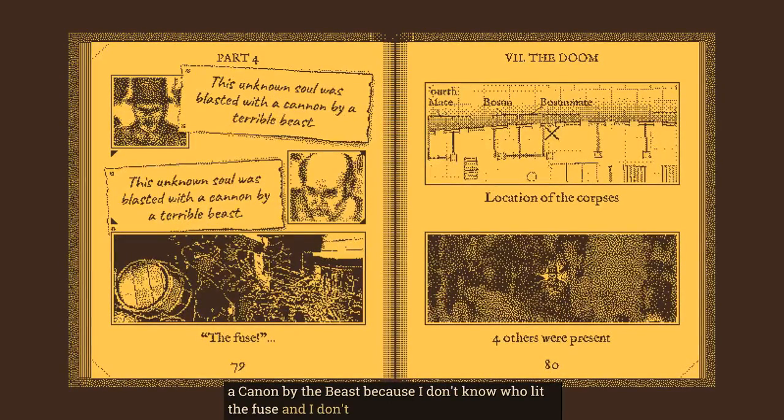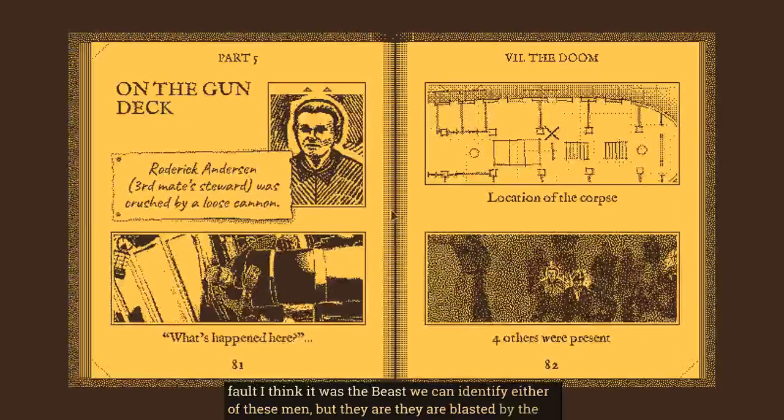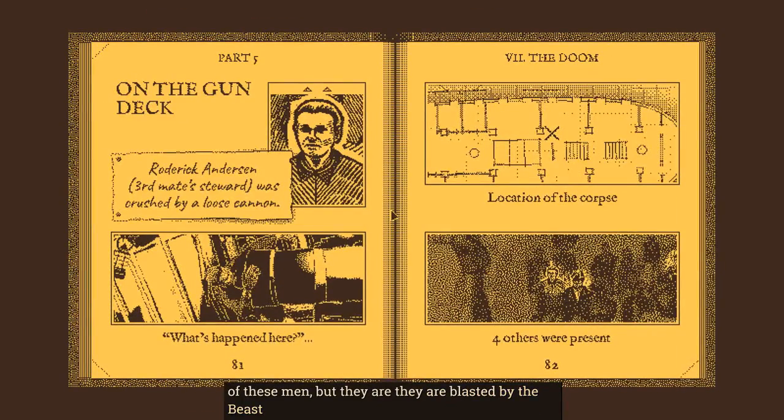And I don't think it was the fuse lighter's fault. I think it was the beast. We can't identify either of these men, but they are blasted by the beast. Then another cannon, which has been shaken loose by all of this, rolls into the wall, and in Part 5, Roderick Anderson, the steward of the third mate, or so I'm guessing, gets crushed against the wall as the third mate rushes to help.